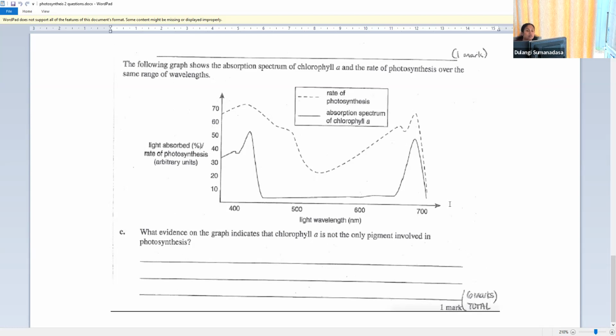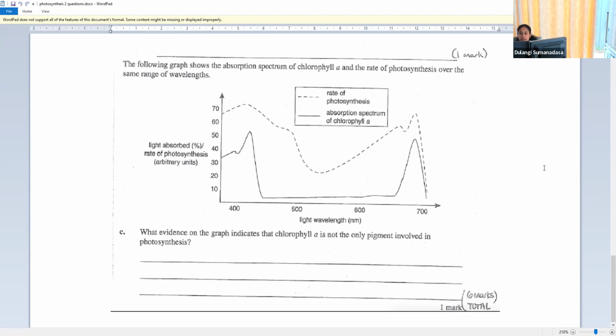What evidence on the graph indicates that chlorophyll A is not the only pigment involved in photosynthesis? If it is the only pigment, the absorption spectrum's line needs to be identical to its action spectrum, right? So the black line needs to be at the same spot as the action spectrum. But the rate of photosynthesis line is a little bit higher. That means there must be other accessory pigments contributing to photosynthesis. It's not just chlorophyll A, right?